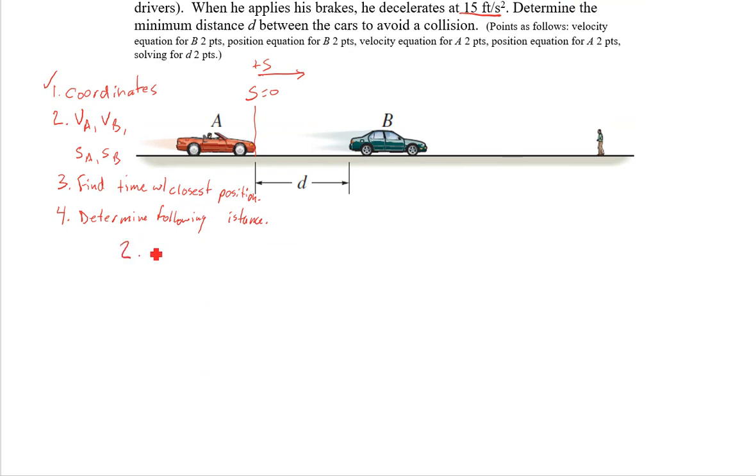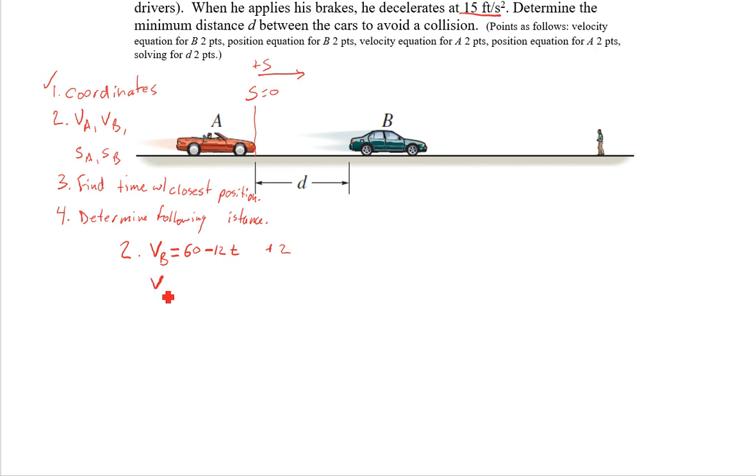So the velocity of B is a little easier to do, so we'll do that one first. Our initial velocity, 60 feet per second, plus our acceleration times our time. We have constant acceleration, so we can use that equation. So we're going to have plus negative 12 feet per second squared times time. So that equation gets us 2 points.